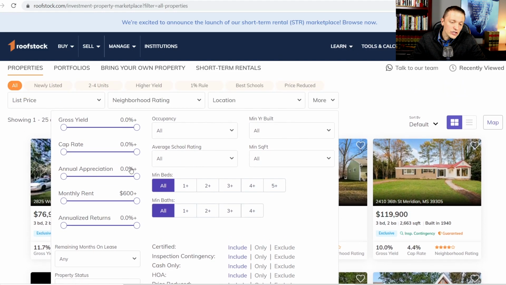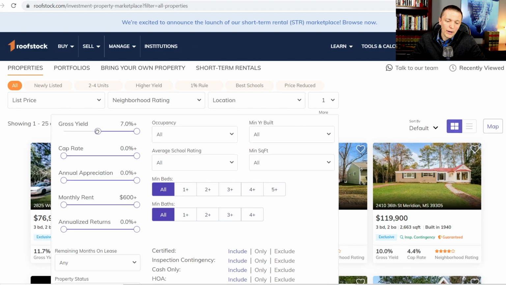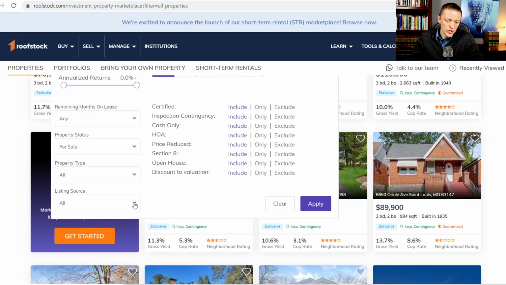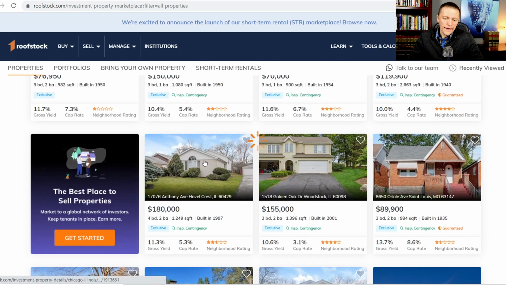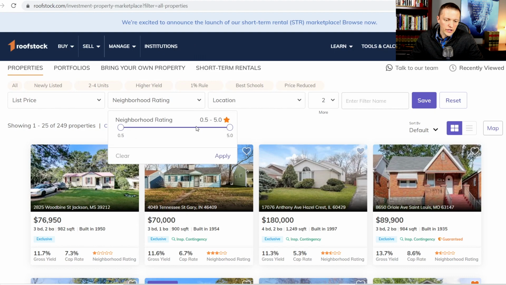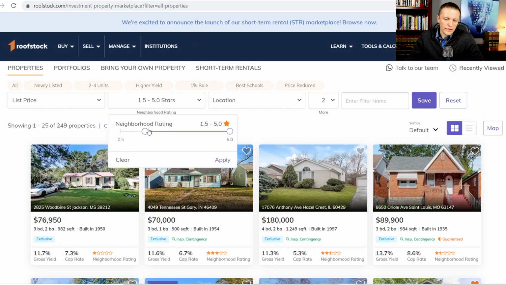So like I said, I like to look at the gross yield, and so I can go ahead and bump that up to 11+% on gross yield. And then I'm going to scroll down to listing source and select Roofstock exclusive and click apply. And then the other thing I'm going to change here as well is the neighborhood rating. So I'm going to go with the neighborhood rating from 2 to 5 stars.